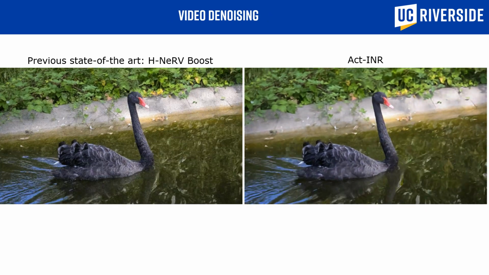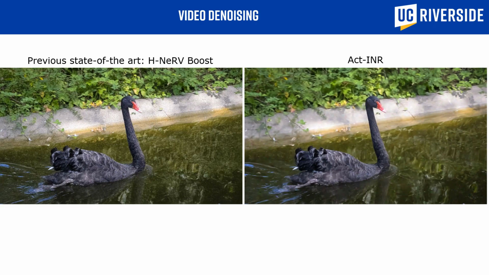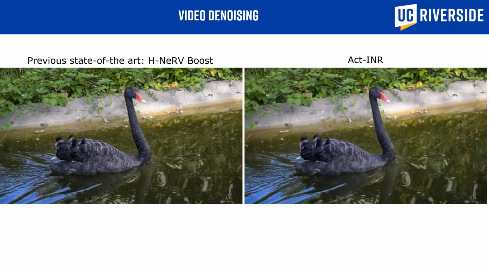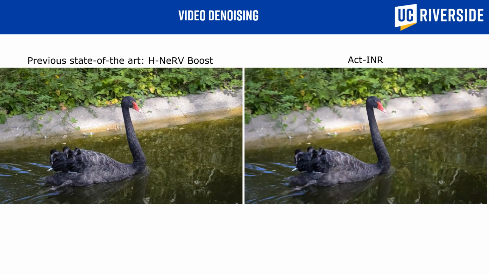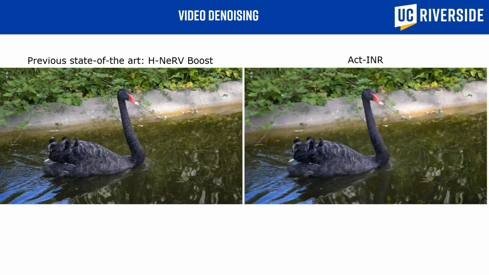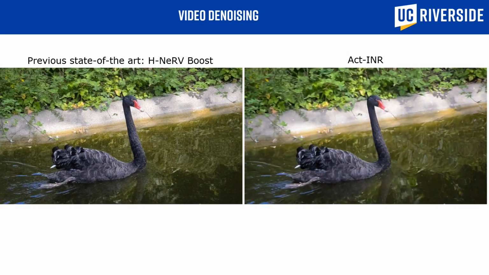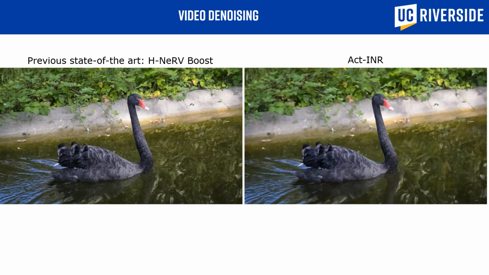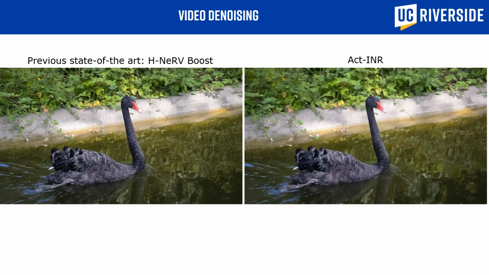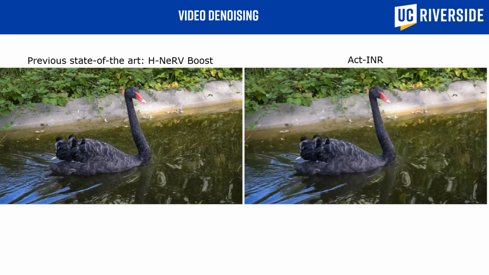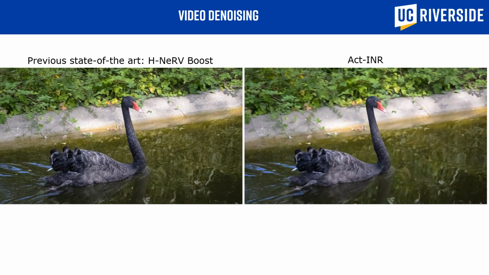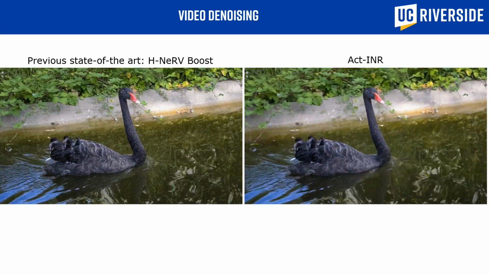In this slide, we train both the best competitor and our method on a noisy black swan video and evaluate the model's prediction for denoising performance. Our model effectively reconstructs a clean video by solely discarding noise while keeping details intact. In contrast, the previous best competitor overfits the noisy video and leaves noise in its denoising predictions.